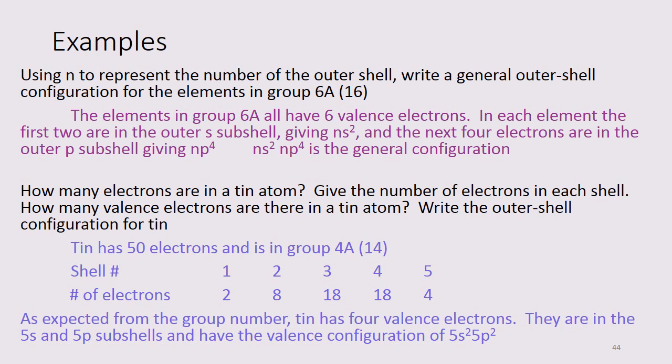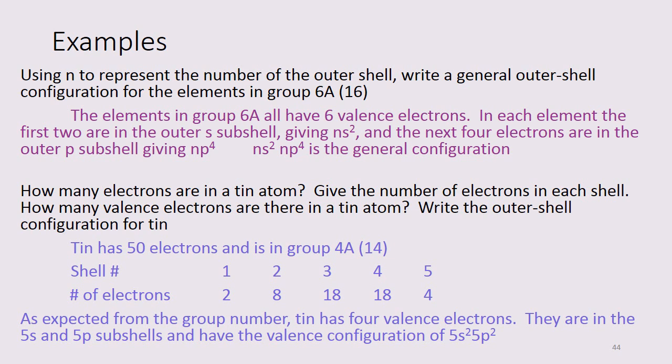All right, so using n to represent the number of the outer shell, write the general outer shell configuration for the elements in group 6A. Well, remember that group 6A, or group 16, has 4 electrons in the p's and 2 electrons in the s's. So they all have 6 valence electrons. They all have 2 in the s's, so ns2, and then they have 4 in the p's, so np4. ns2, np4 is the general configuration.